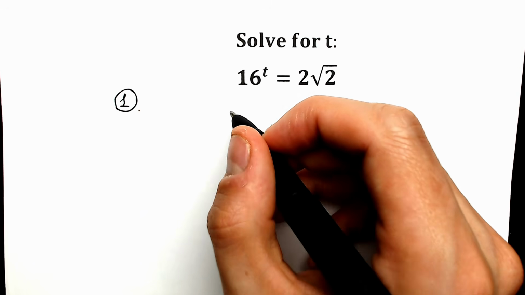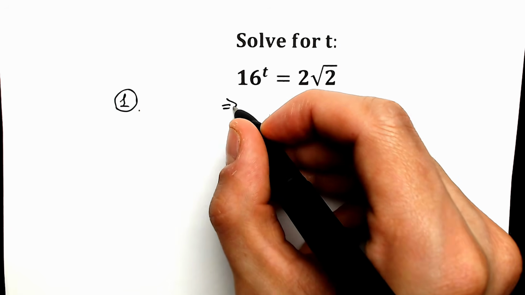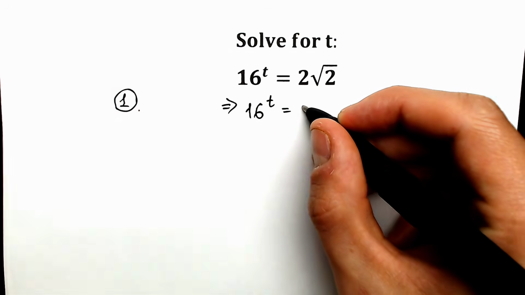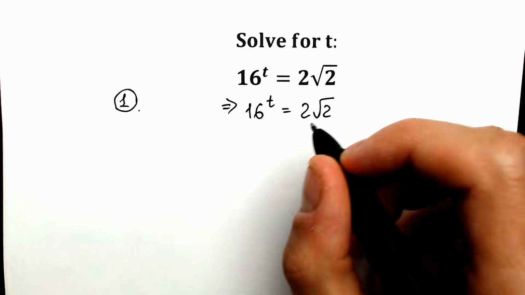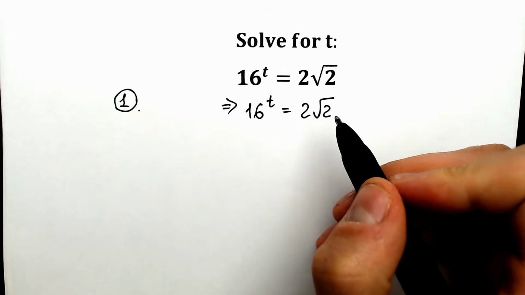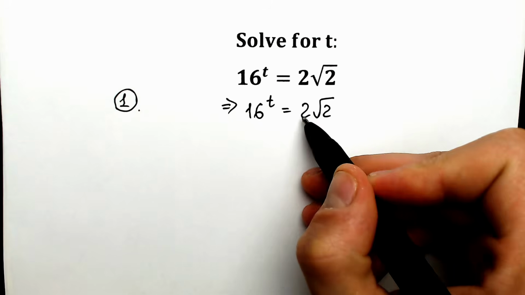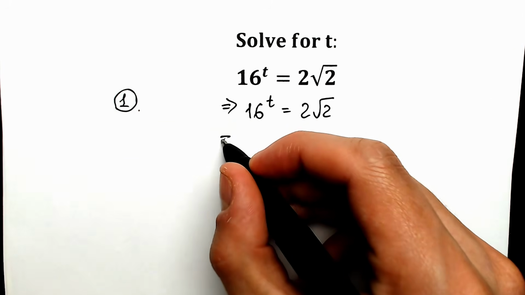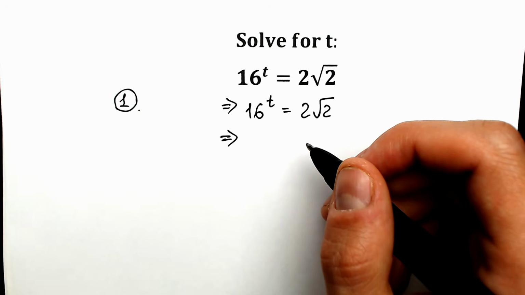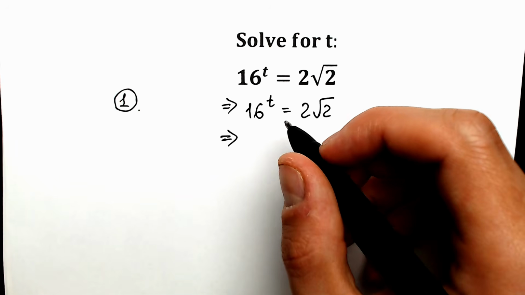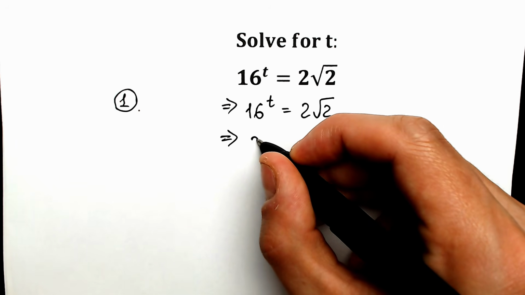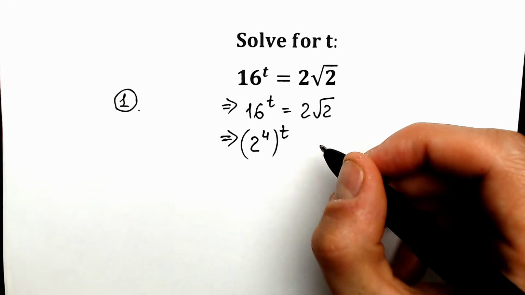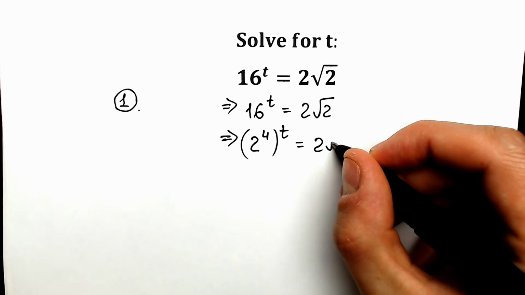First of all, let's rewrite this question right here. We have 16 to the power t equal to 2 square root of 2. First of all, I want to mention that we have 2 right here. That's why maybe the best idea for us is to express this 16 with the base of 2. So how can I do this? Maybe the best way is to write 16 as 2 to the power 4, raised to the power t, equal to 2 square root of 2.